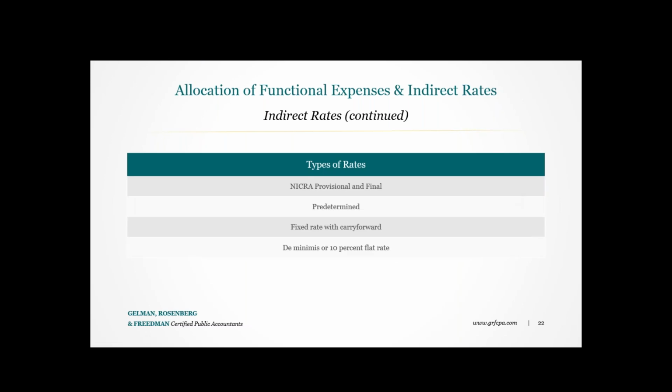The U.S. government typically issues provisional and final indirect cost rates. However, there are other rate structures that are not as commonly used by many organizations. Under CFR 200, there are the negotiated provisional and final rates, predetermined rates, fixed rates with carry forward, and then the fallback de minimis 10% flat rate.